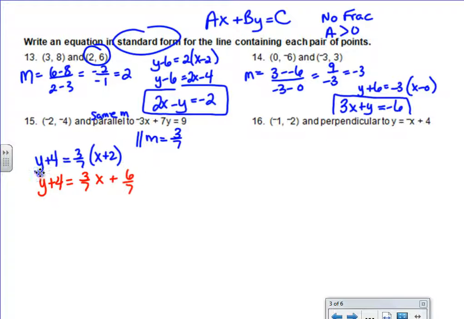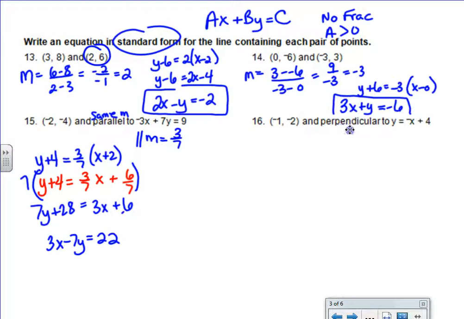Now to get rid of my fractions, I would have to multiply everything by a common multiple of, well, 7 in this case. So 7y plus 28 equals 3x plus 6. Now remember, I want to group the x and y together, making sure the x stays positive. So I'm going to subtract the 7y over here, and I'm going to subtract the 6 over here, and then I'm going to pick it up and turn it around. So I would have 3x, I would have subtracted the 7y, I would have subtracted the 6 over and made it equal a positive 22.